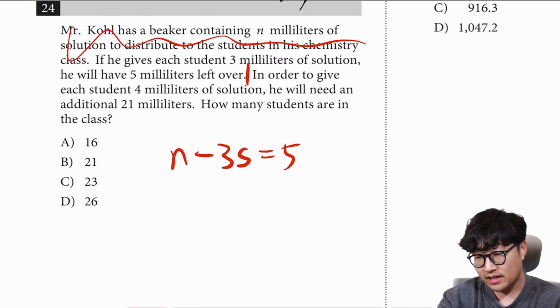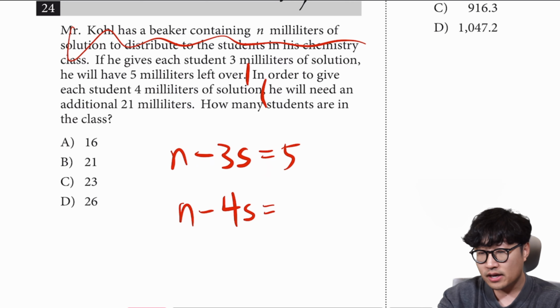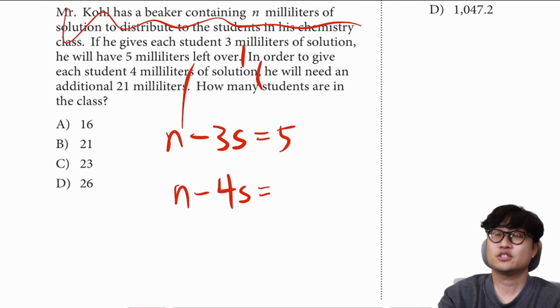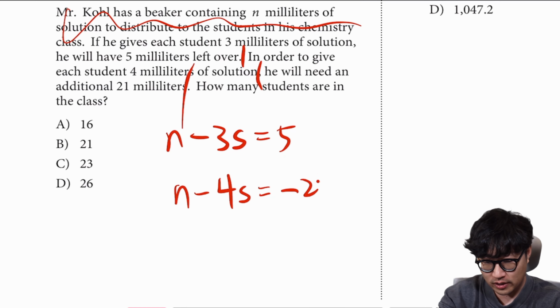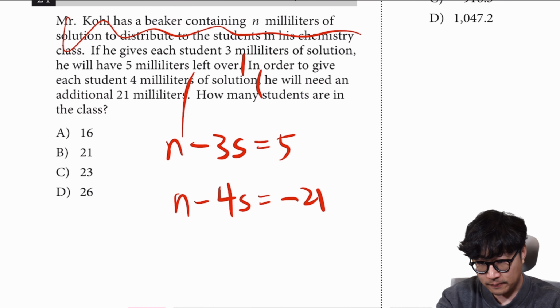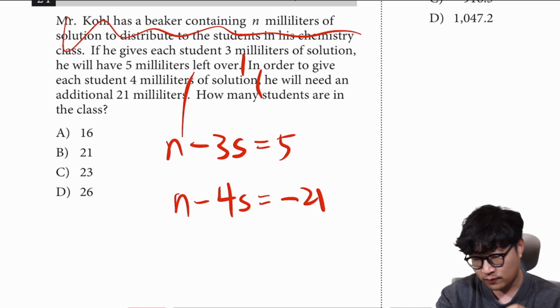In order to give each 4 mils of solution, stop, so N minus 4S this time, he will need an additional 21 milliliters. He is 21 milliliters short. So that would be negative 21. How many students? So you are solving for the S, right? So you're solving for the S.